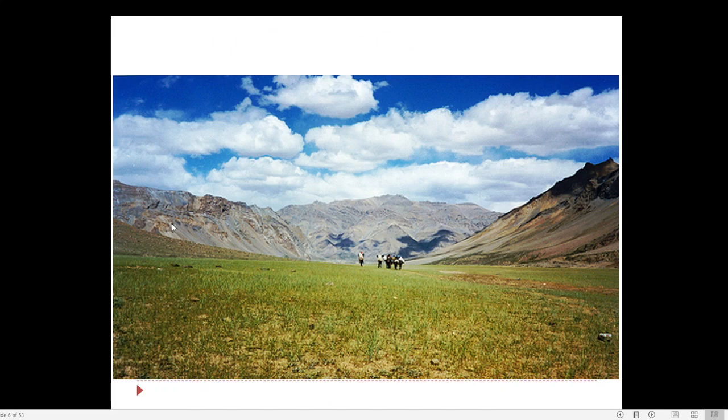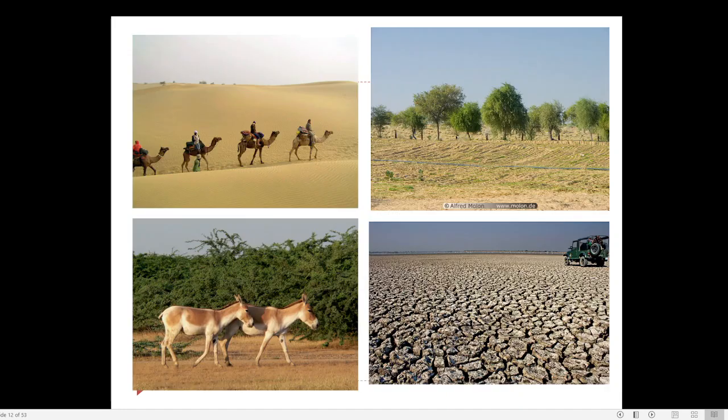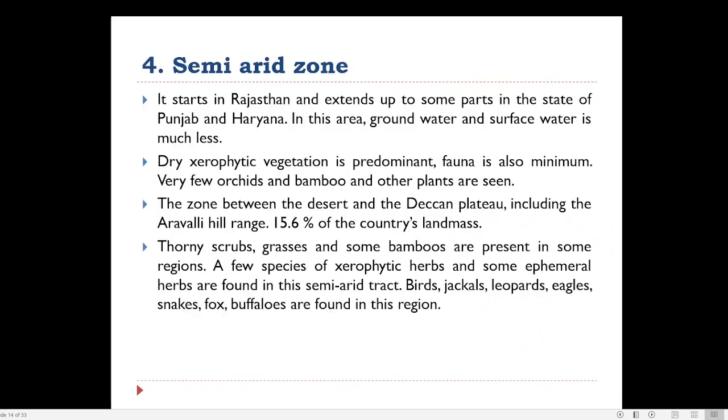Several states come under it. Now, the importance of the semi-arid zone is that it is one of the areas where most of Indian agriculture takes place, especially wheat cultivation, mainly in Haryana as well as in Punjab. In this area, groundwater and surface water are much less. That's one peculiarity. But Punjab is actually irrigated by a lot of rivers, and because of that, people in the Punjab area can cultivate a lot of wheat and rice also.